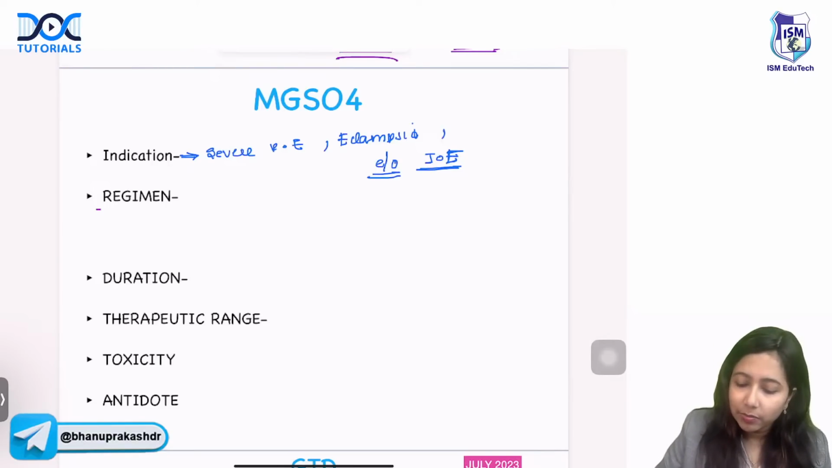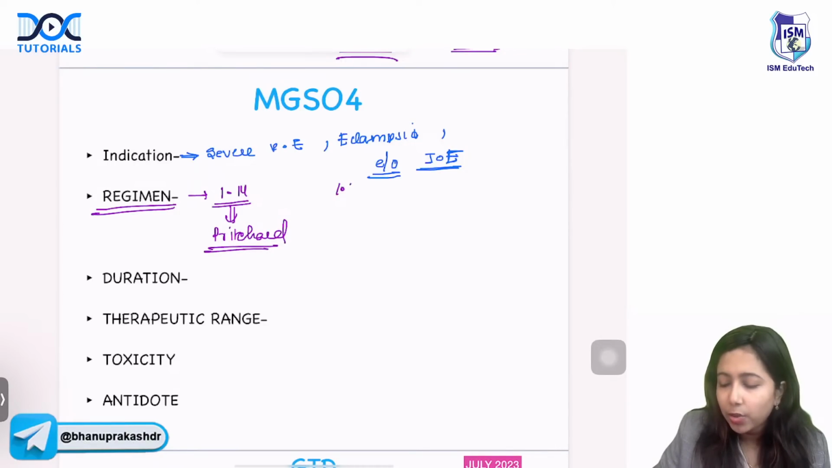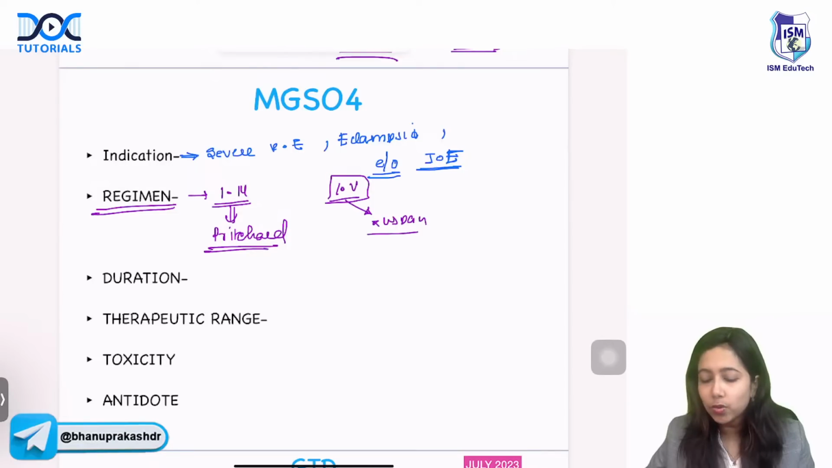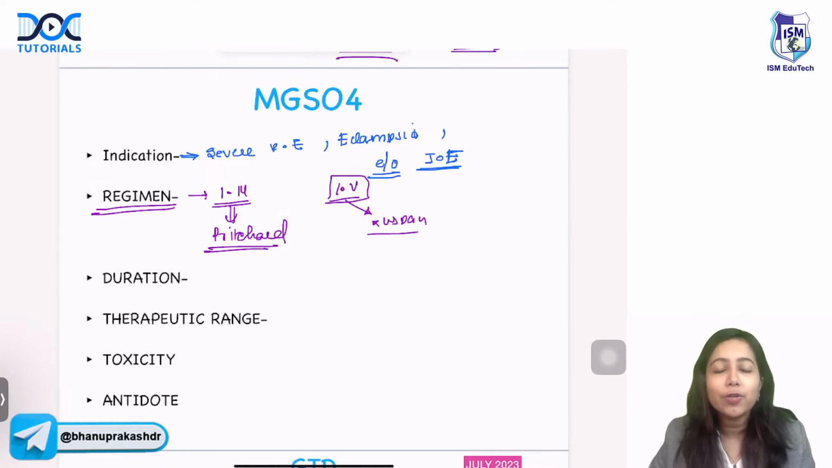So, what are the regimens? As we discussed, we have the intermittent intramuscular injection, which is the Pritchard regimen, and you have the intravenous infusion. The commonly used intravenous infusion is the Zuspan regimen. After starting this magnesium sulfate, how long are you going to continue it? Can you comment? How long will you continue this magnesium sulfate?